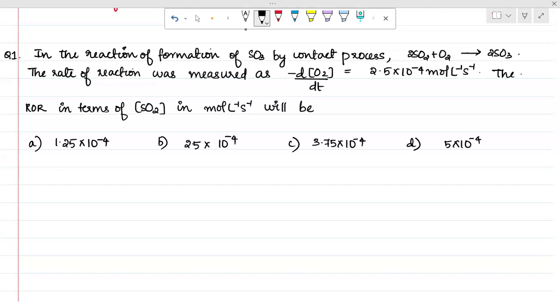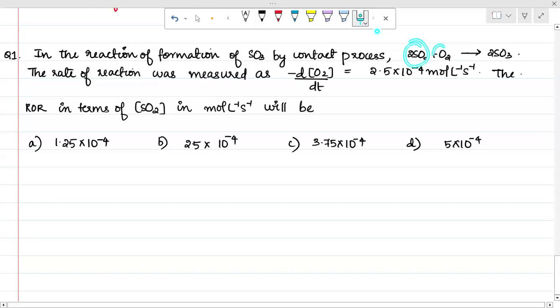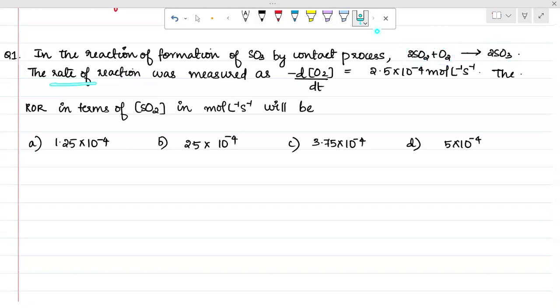So here the question says that you have a certain process where the reactants are SO2 and O2 and the product is SO3. They have measured the rate of the reaction with respect to O2, and they say it is 2.5 into 10 to the power minus 4 moles per liter per second. And the question is, what is the rate of the reaction in terms of SO2? So what is the answer? The answer is option B.